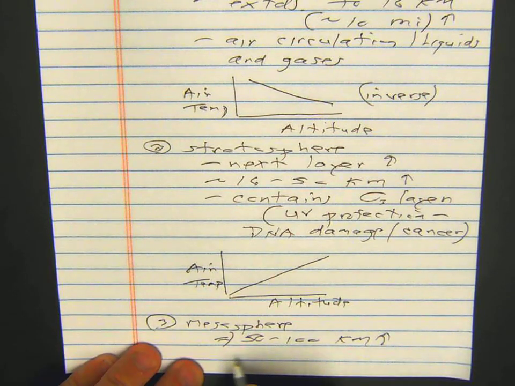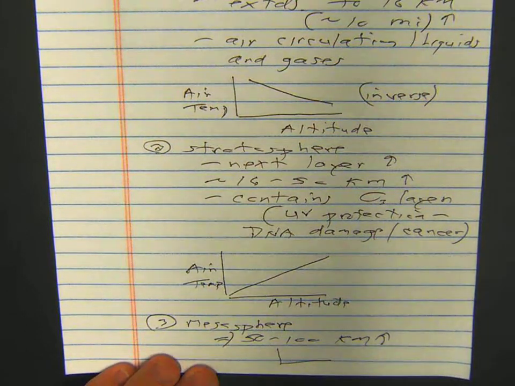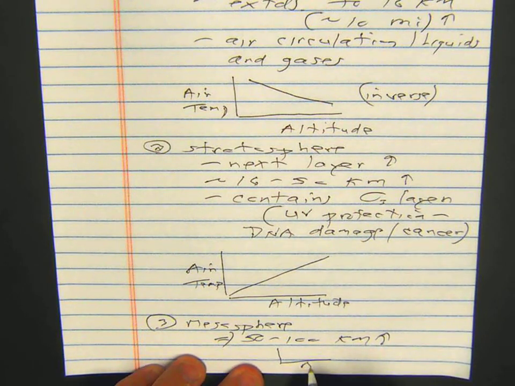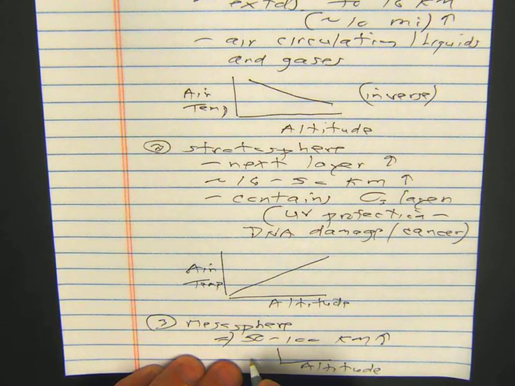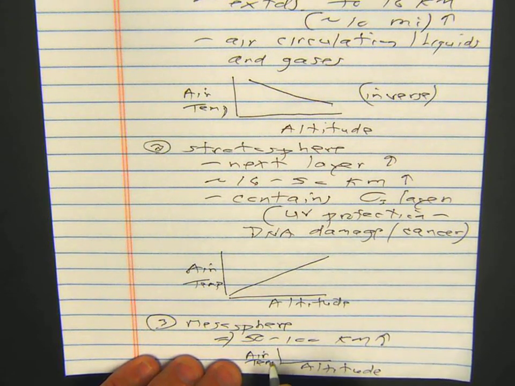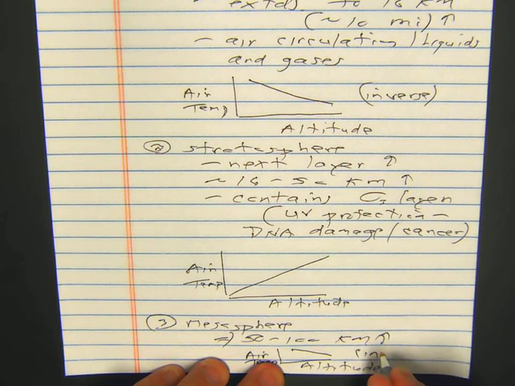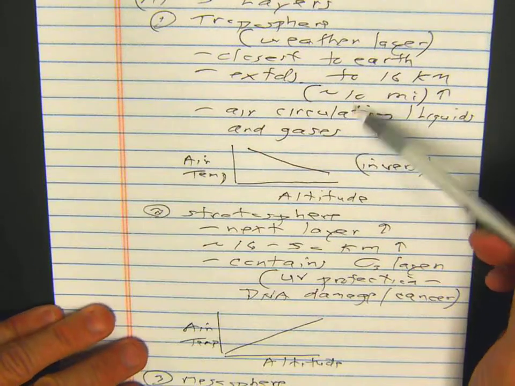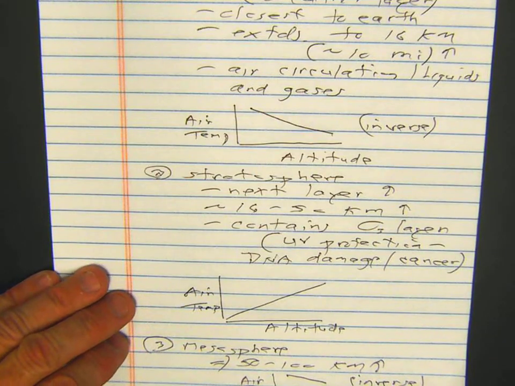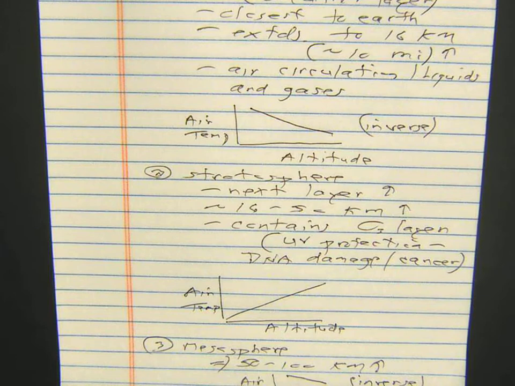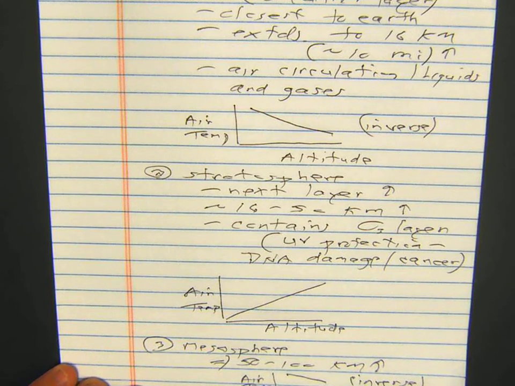And the relationship temperature-wise with altitude, getting my XY graph here, air temperature, is also an inverse relationship, very similar to what we saw in the troposphere. So as you go up in altitude in the mesosphere, the temperature will drop. I think those are the most important things to remember about that.